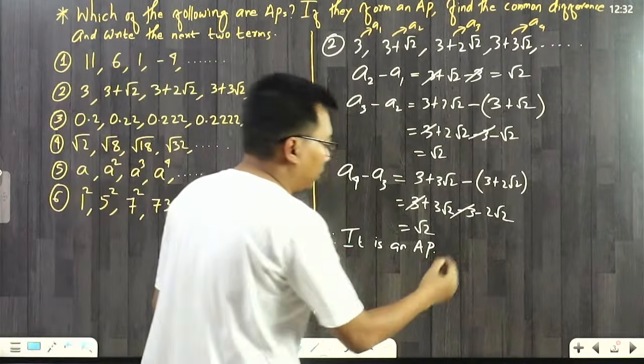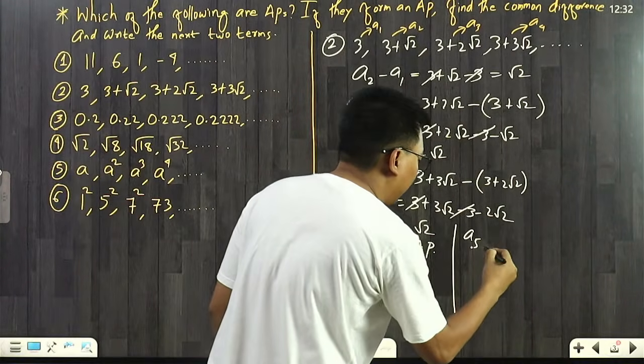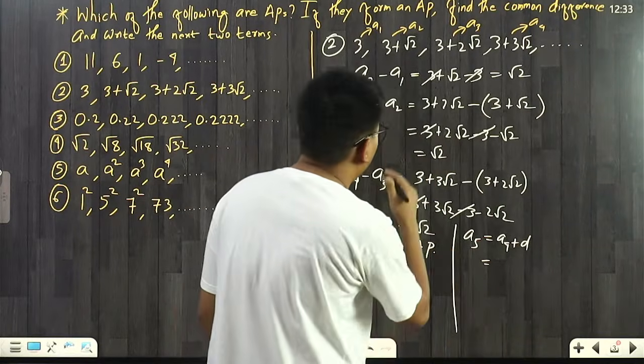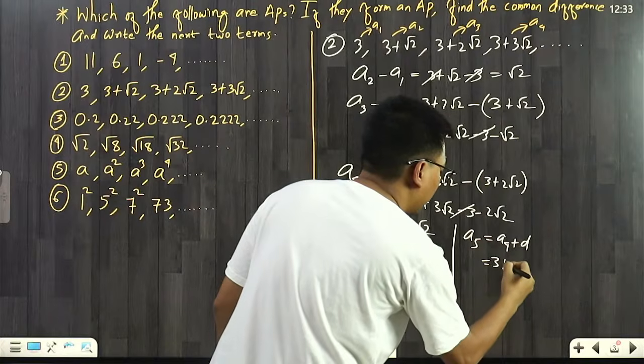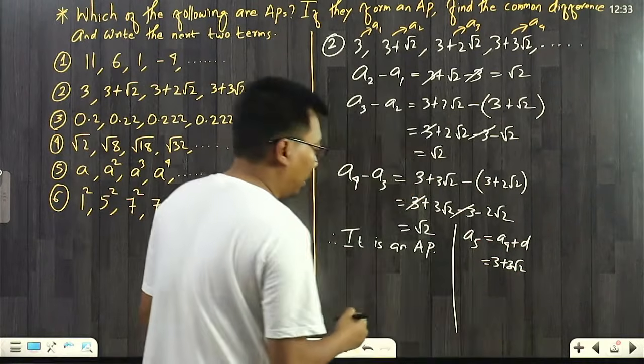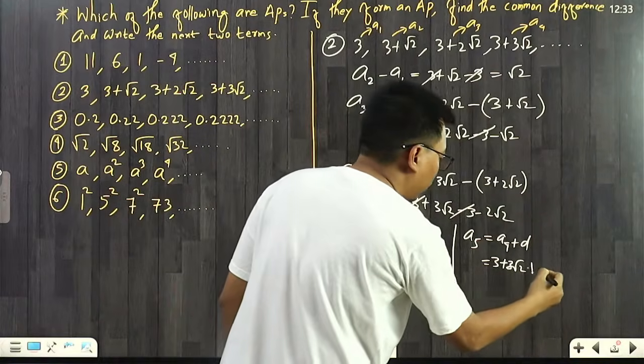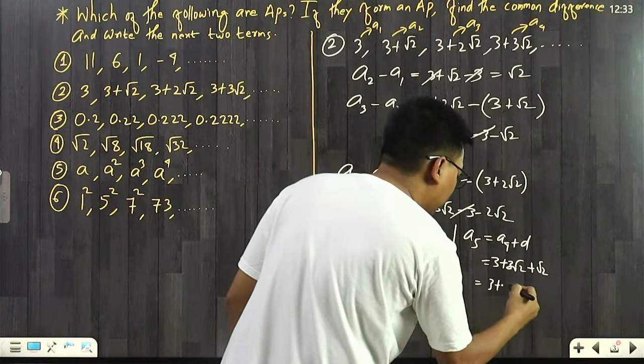What will be the next two terms? A5 will be A4 plus d. How much is A4? 3 plus 3 root 2. What is the common difference here? Common difference is root 2. So 3 plus 3 root 2 plus root 2, so 3 plus 4 root 2.